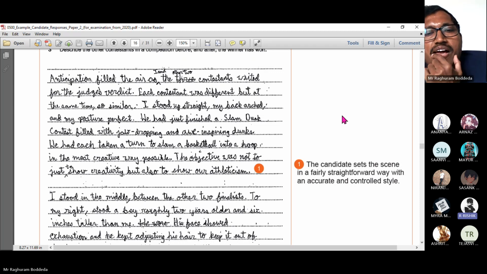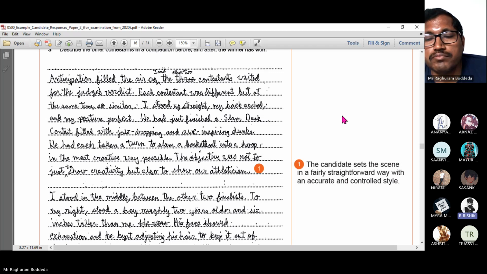Each contestant was different, but at the same time, so similar. I stood up straight, my back arched, and my posture perfect.